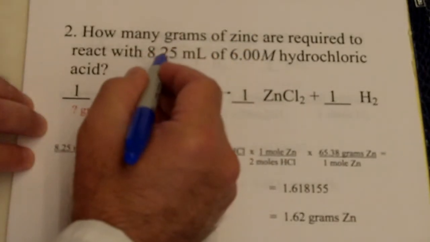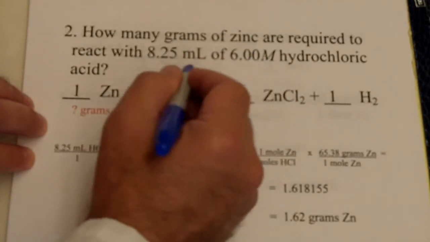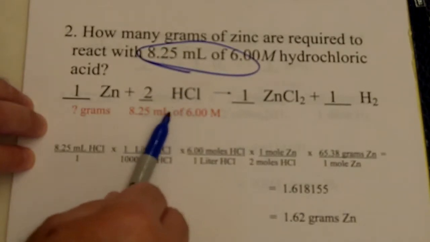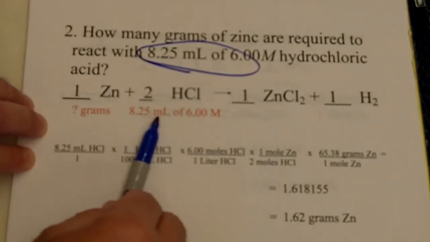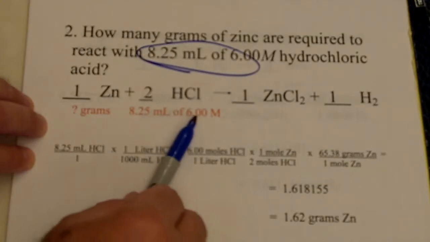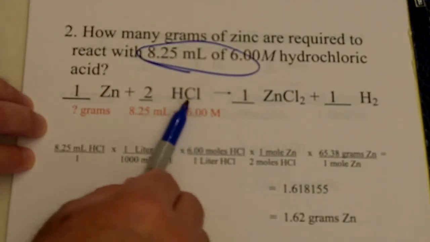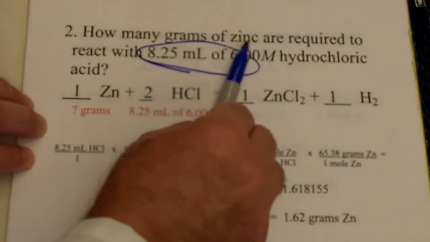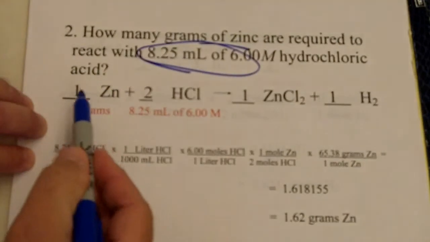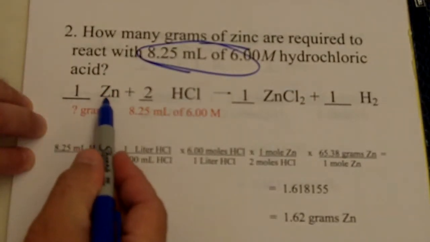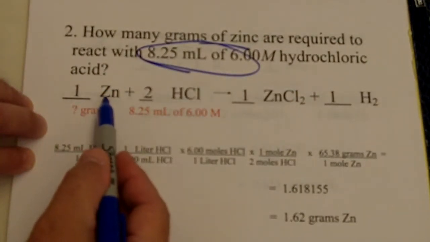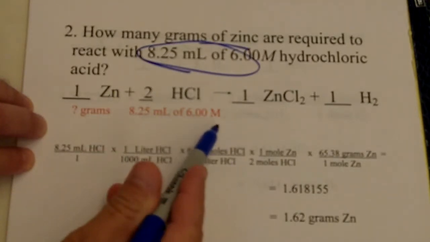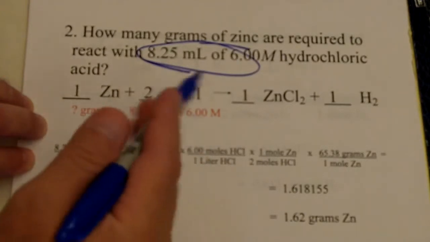They tell me that I have 8.25 milliliters of a 6 molar hydrochloric acid solution. I'll write both of those pieces of information underneath hydrochloric acid: 8.25 milliliters of a 6.00 molar hydrochloric acid solution. I'm being asked for grams of zinc, so I'll underline that and say question mark grams. That's what I'm looking for. I want to know how many grams of zinc are required to react with this 8.25 milliliters of a 6.00 molar solution. So where do I start?